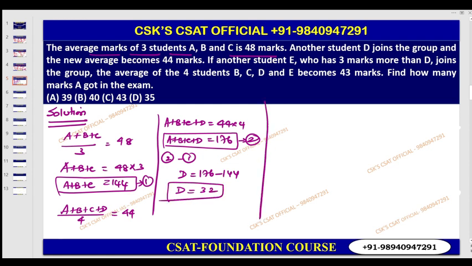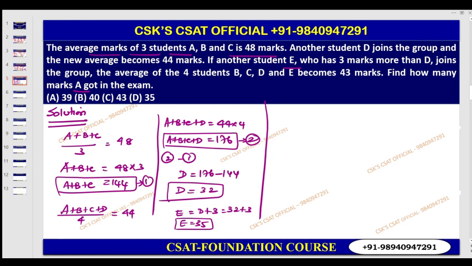You found D, okay, but the question here is A. Anyhow, this is required. Another student E joins who has 3 marks more than D. That is why I am adding here. So now E becomes D plus 3, which is nothing but 32 plus 3. Now you are finding 35. So that is why you need to find out the E value also here.